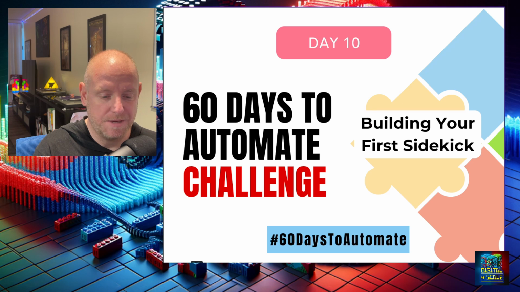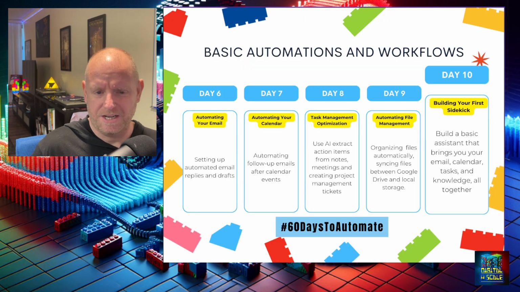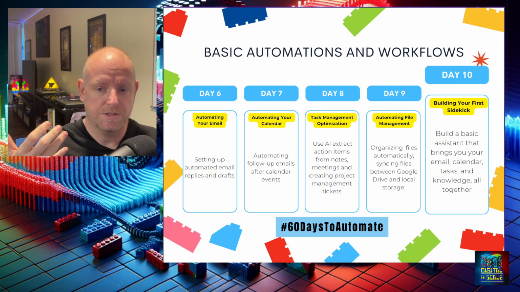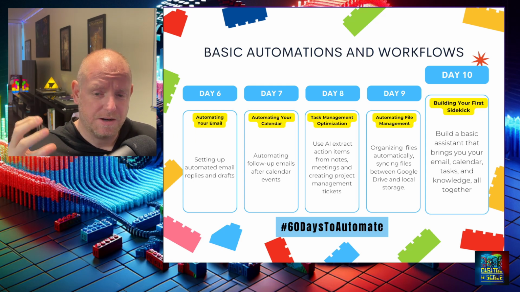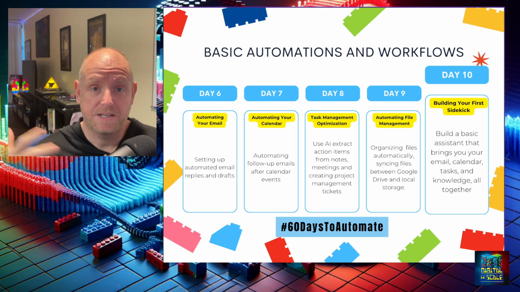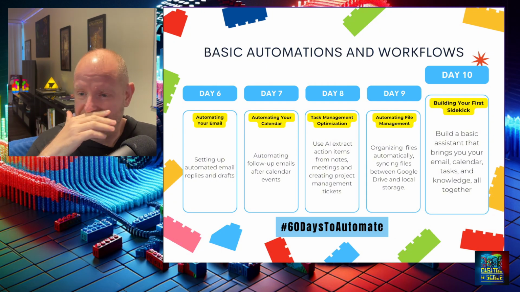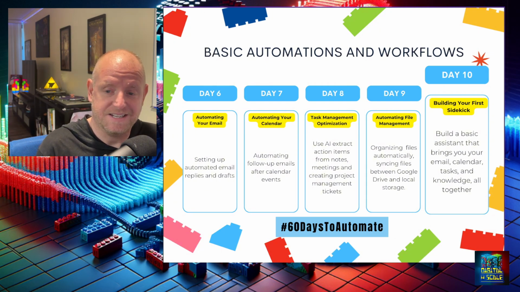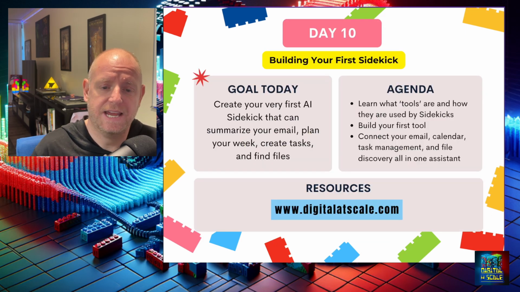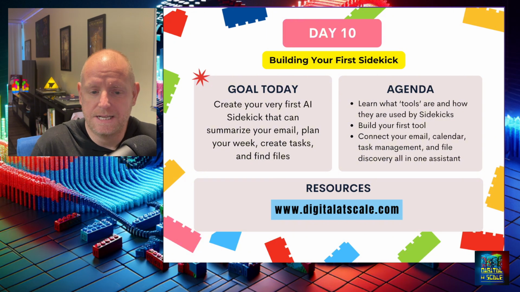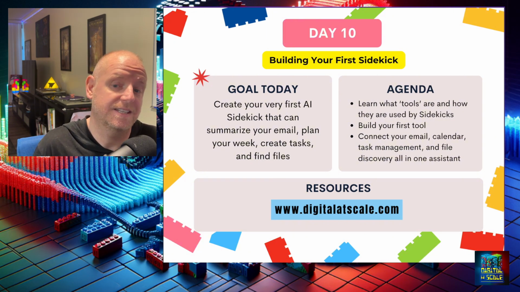So this week we've been working on automating your email, your calendar, and some of the tasks in Airtable. We also learned yesterday how to do automated file management and how to have a centralized database of all of your different files. And today we're going to be building a basic assistant that brings this all together. Because our goal today is that we want to have a sidekick that can summarize our email, plan our week, create tasks, and find files easily for us.